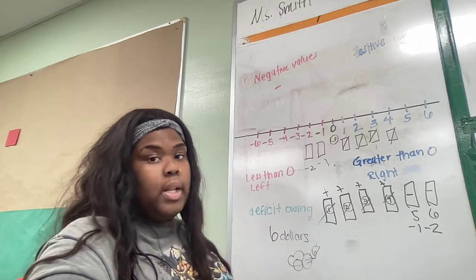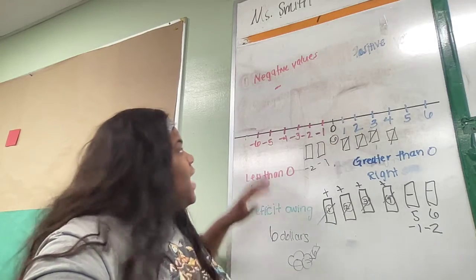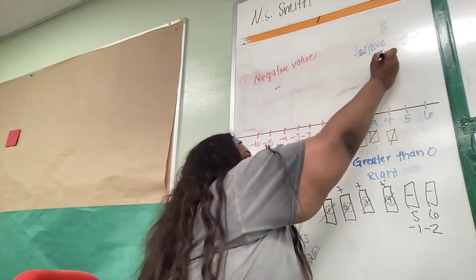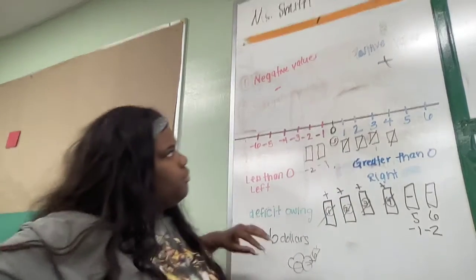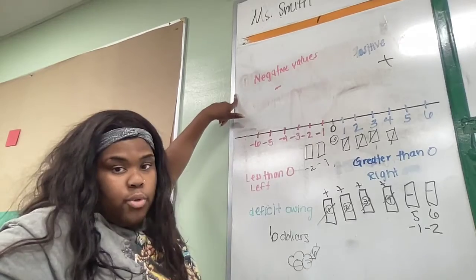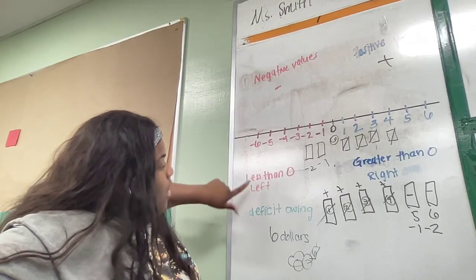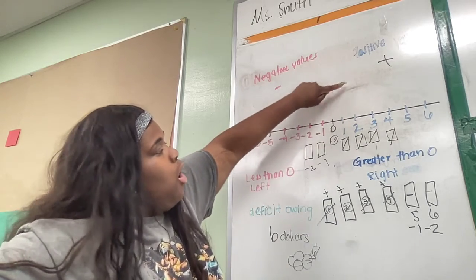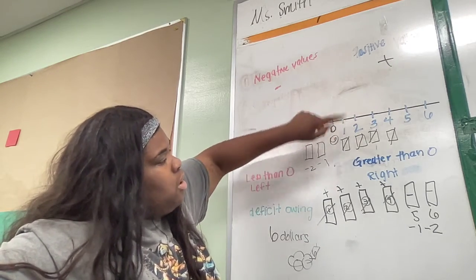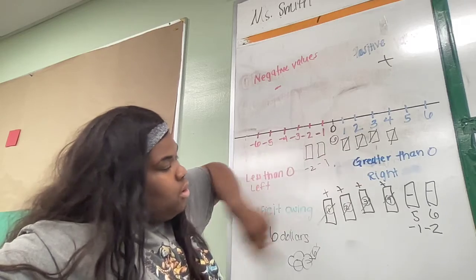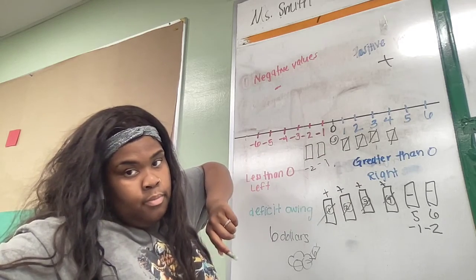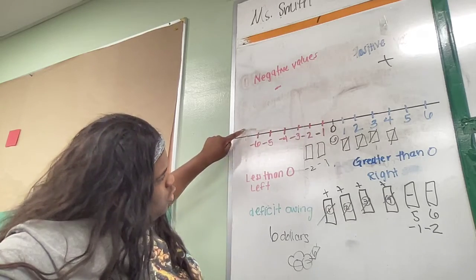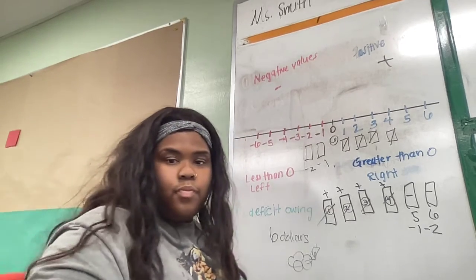Before we leave, we're going to remember negative values are to the left. Let's add a positive symbol here. Always to the left, and they're always less than 0. Positive values are always to the right of 0, and they're greater than 0. And that's not what you're owing. This is what you're owing. Okay, all right.